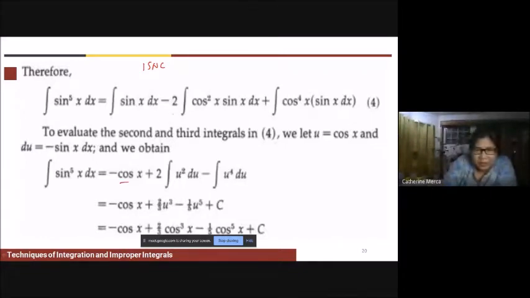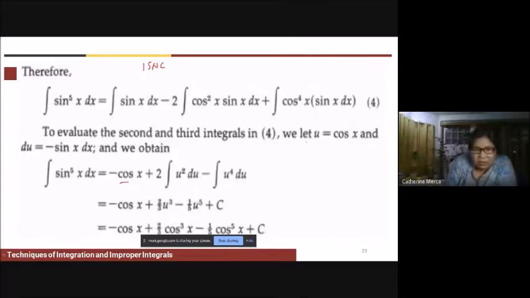How about this one, 2 cosine squared x sine x dx. Again, our u here is cosine x. So you will have u squared times sine x, so you have u squared du. Integrating that, the exponent is 2, so 2 plus 1 gives you 3, u cubed. Then minus, this one is cosine to the fourth.